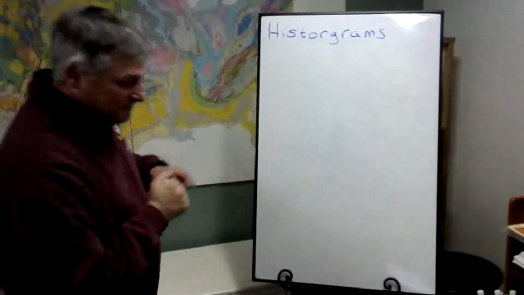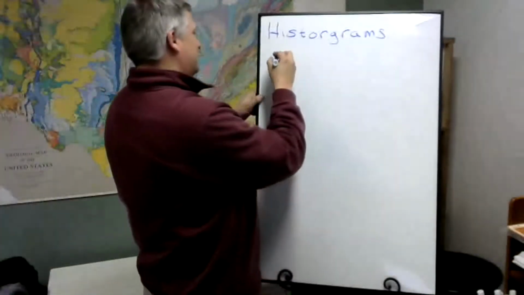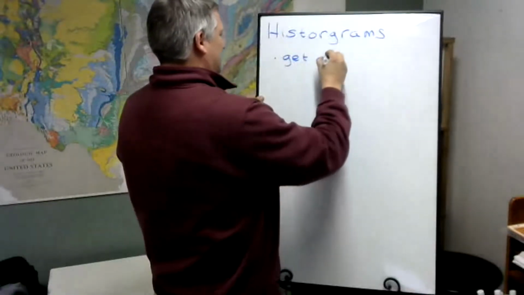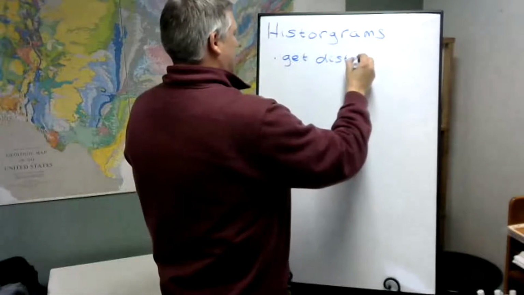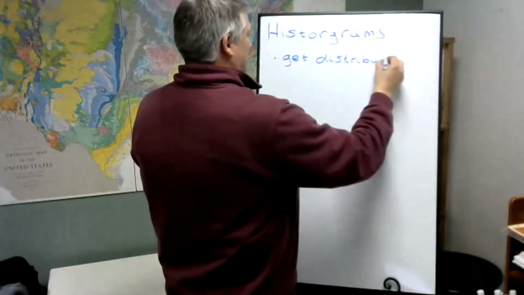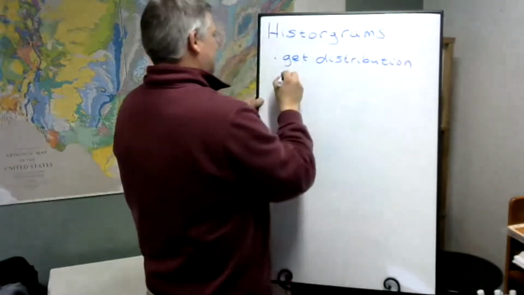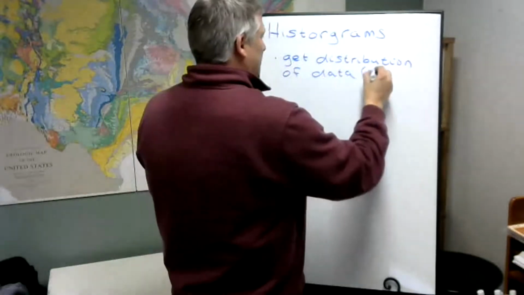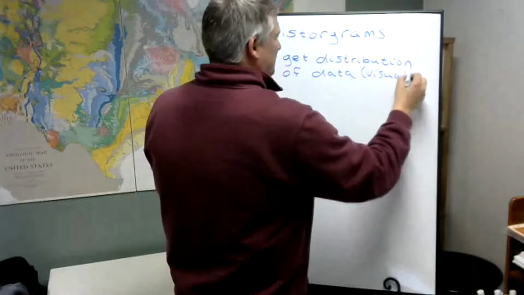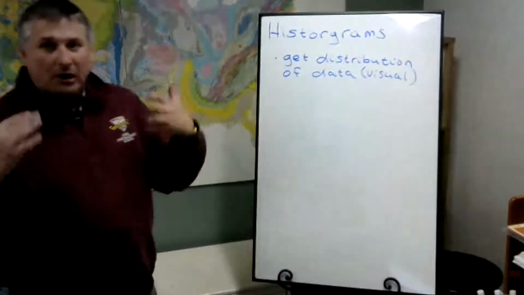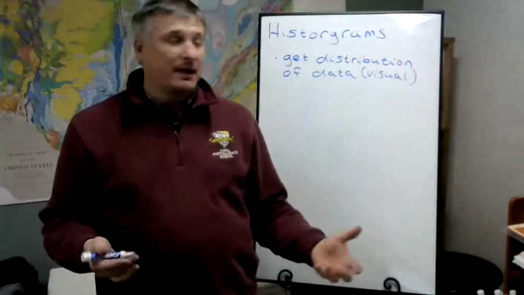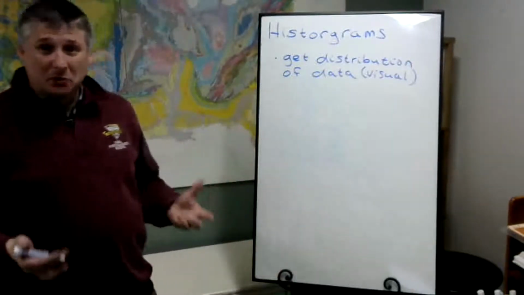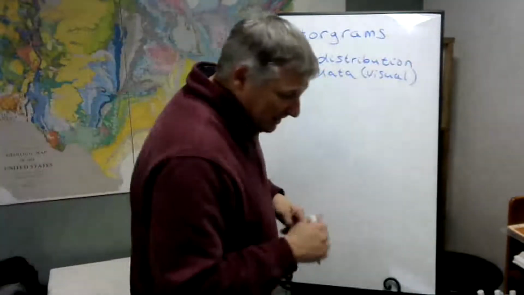So things that are good, well, you get a distribution of data, and it's visual. It's not just the data in a chart. It's not just listed out as raw data. We get, again, a picture is worth 1,000 words. We can see what the data is doing to some extent.